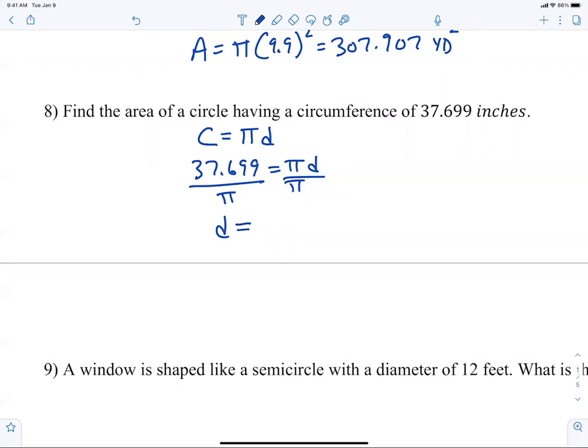All right. What is 11.999? And that would be inches. Now, if it's 11.999, might as well call it what? Might as well call it 12. So the diameter is 12 inches. Now, how do I find the area?